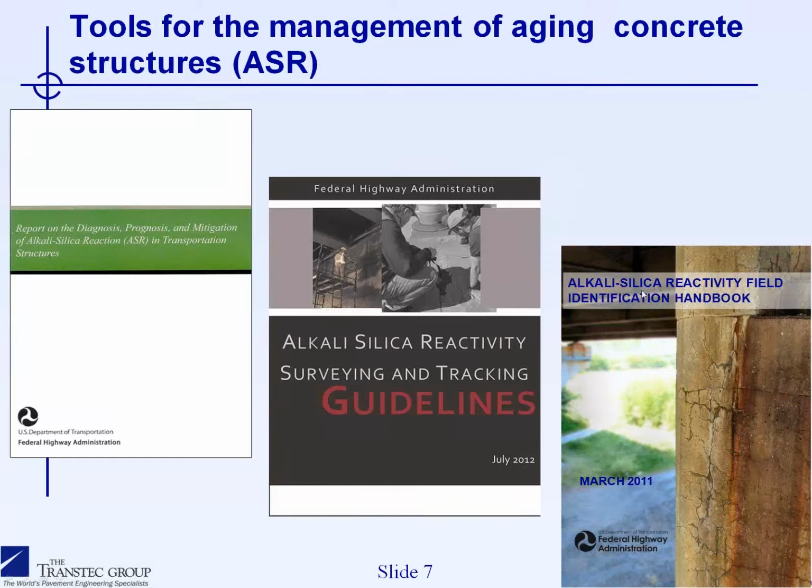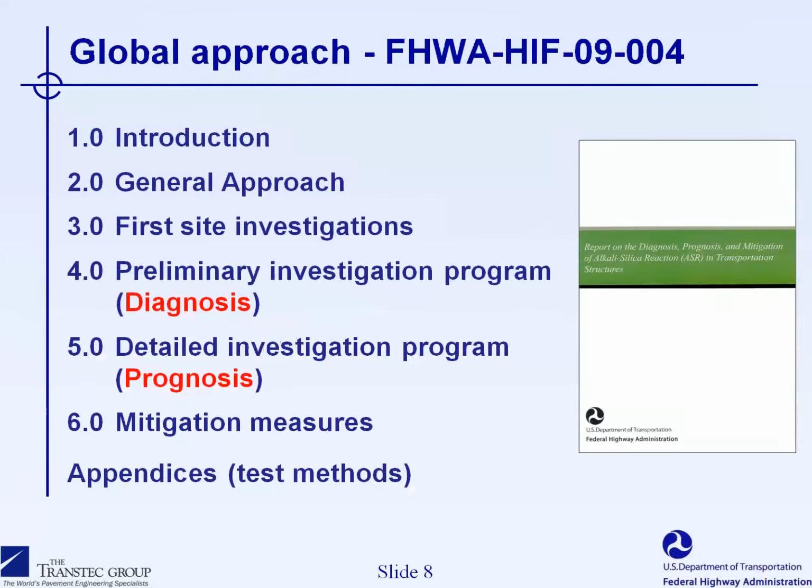And the third one, the Alkali Silica Reactivity Field Identification Handbook, is actually a document that the inspectors can take with them in the field in order to help identify the presence and the extent of ASR in concrete structures. So let's have a look at those documents in more detail. So the first one is called the Protocol B, or Report on the Diagnosis, Prognosis, and Mitigation of ASR in Concrete Structures. You see the table of contents on the screen right now.